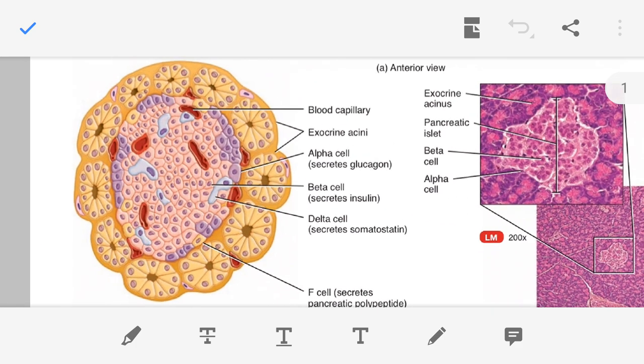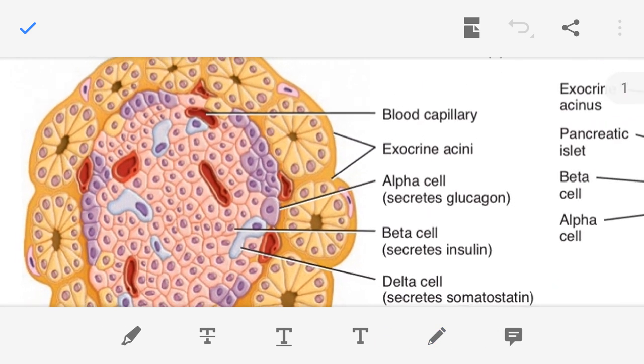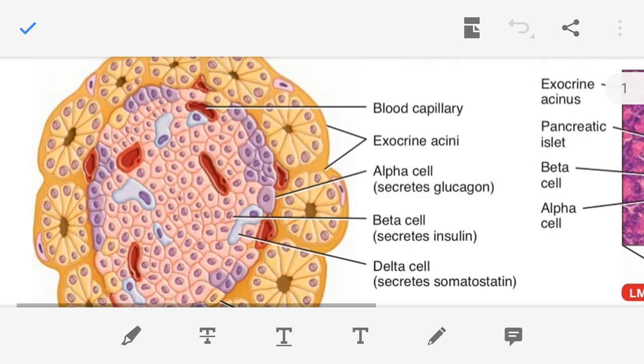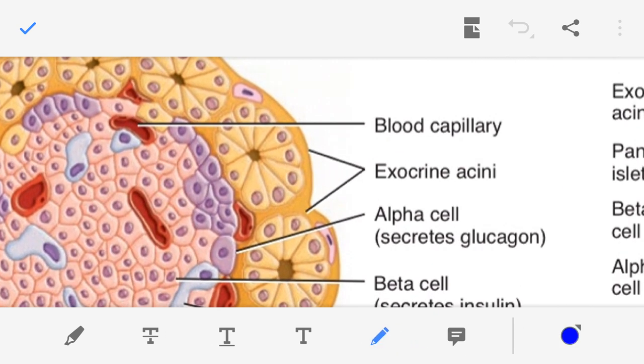So this is the cross section of the pancreas, and 99% of the pancreas has these exocrine acini. These are the exocrine acini, this one and this one and this one. So 99% of the pancreas has exocrine acini, and the epithelial cells of this acini secrete the pancreatic juice. Okay, and this is the duct. You can understand this is the cross section.